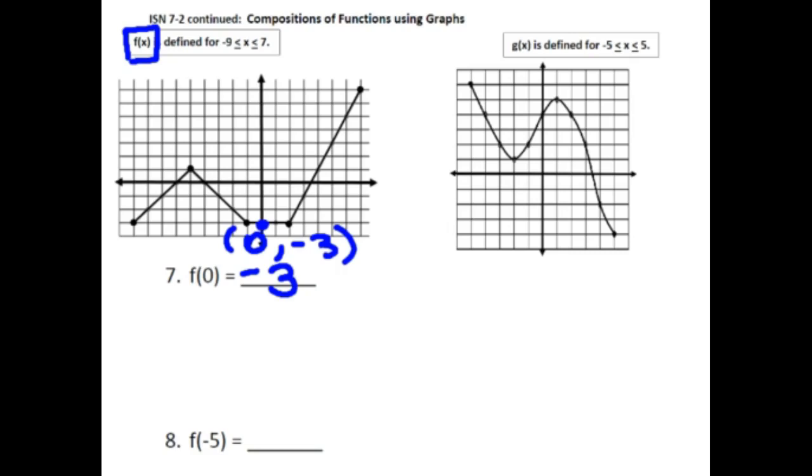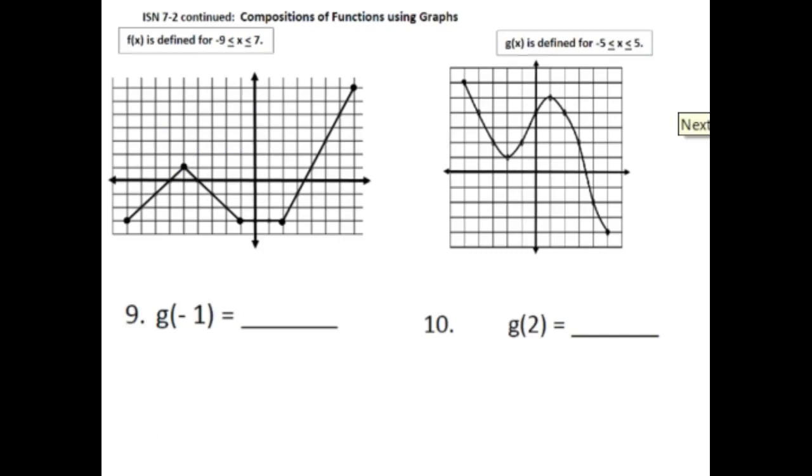Problem number 8. The graph is called f. That means I'm using this graph. If the x value is -5, what's the y value that goes with it? So I have to go over here. 1, 2, 3, 4, -5. This point right here is -5, 1. Go to the -5 and then just go up or down to find the point on the graph. If x is -5, the y value is 1. Little bit harder from the graph.